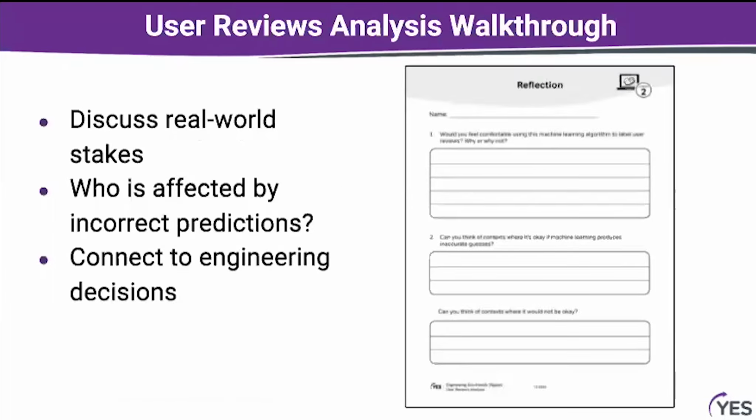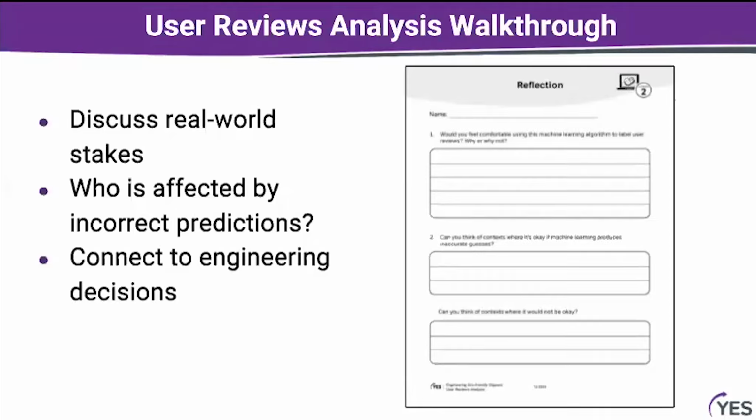And finally, the last step of this module, after they've improved the model as much as they can and reflect on it, they discuss the real world stakes. And this is the reflection activity page that is from lesson 2 that asks students, would they feel comfortable using this particular machine learning algorithm to label user reviews? Why or why not? Some may answer yes, 80% accuracy is good enough, or maybe it's not.